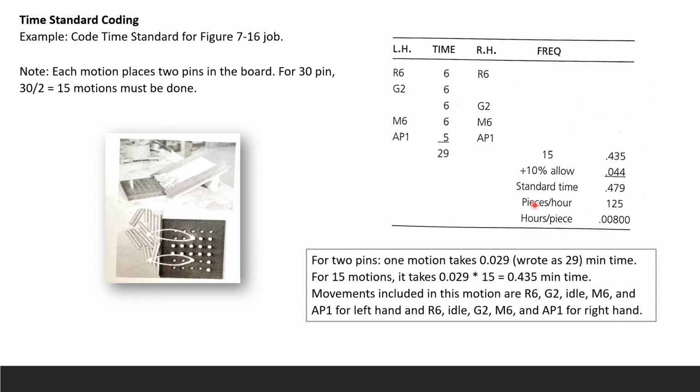Okay, so now we're going to divide it into left hand and right hand, measure the time, and we'll be using your codes, okay, PTSS codes. R6, G2, M6, AP1. So we already know what they are. That's your reach, okay, your get, your move, your align, and position, okay.